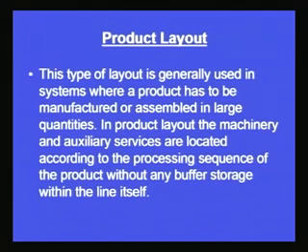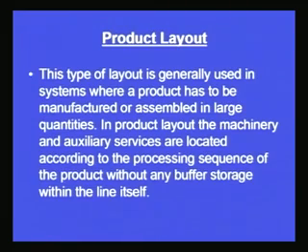Now coming to product layout, first I will read it for you. This type of layout is generally used in systems where a product has to be manufactured or assembled in large quantities. So the first point is from the quantity point of view, that if a large quantity has to be produced, we can go for a product type of layout. In product layout, the machinery and auxiliary services are located according to the processing sequence of the product without any buffer storage within the line itself.